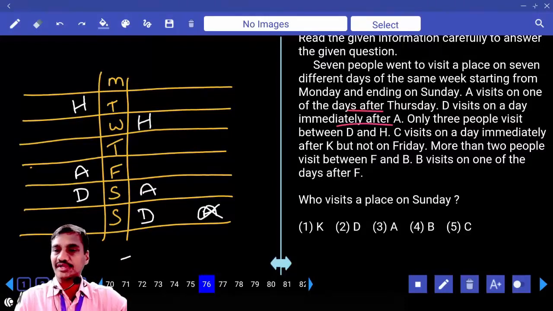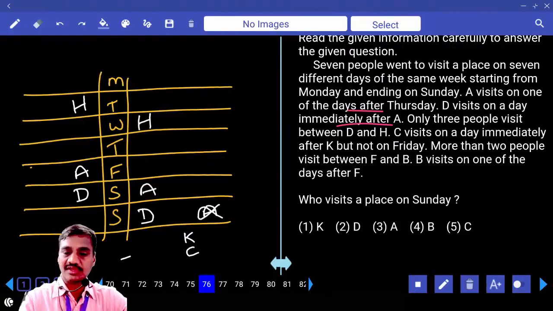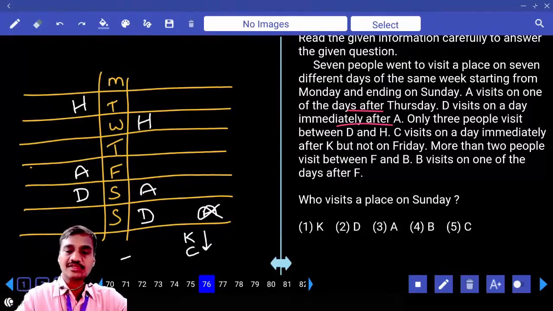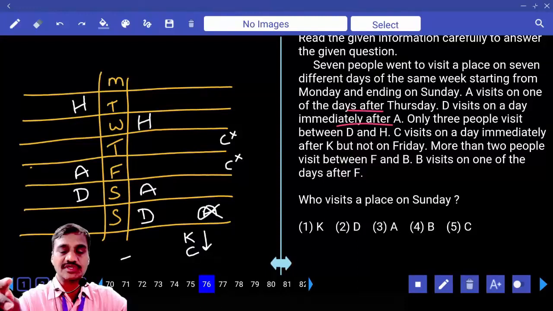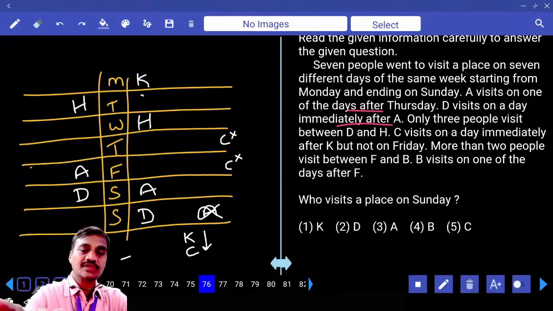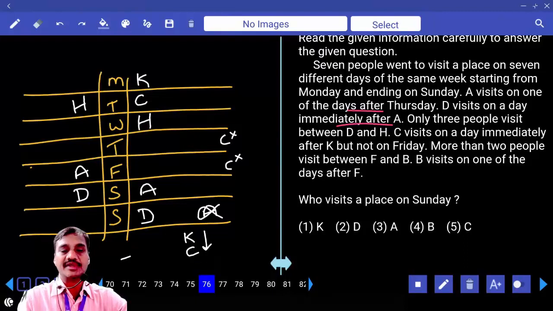And C visits on a day immediately after K. Now C is immediately after K. C and K are adjacent to each other, but not on Friday. C cannot be on Friday. As C cannot be on Friday, C cannot be on Tuesday as well. Because if C is on Tuesday, then K must be on Wednesday, that is not possible. C on Thursday is not possible. What is the only possibility we have? K and C must be on Monday and Tuesday.